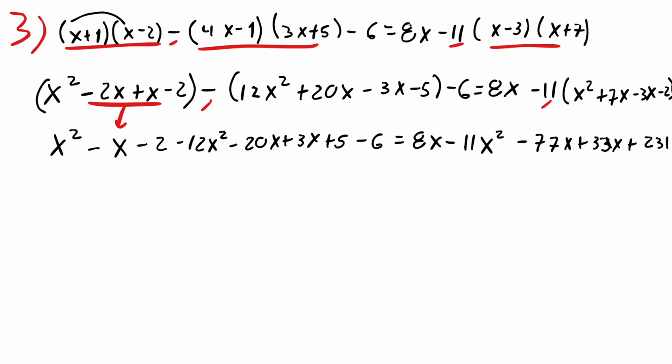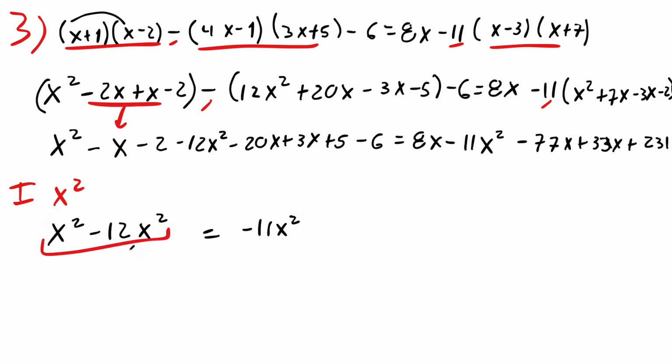Perfect. Now, we want to start diverging a little bit from the equation. Why did I say that? We want to first solve the x to the power of 2. In the left side, we will have x to the power of 2 minus 12 to the power of 2. In the right side, we will have minus 11x to the power of 2. And so, if 1 minus 12 is equal to minus 11x to the power of 2, then we can simply cancel. Cancel the minus 11x to the power of 2 in both sides.